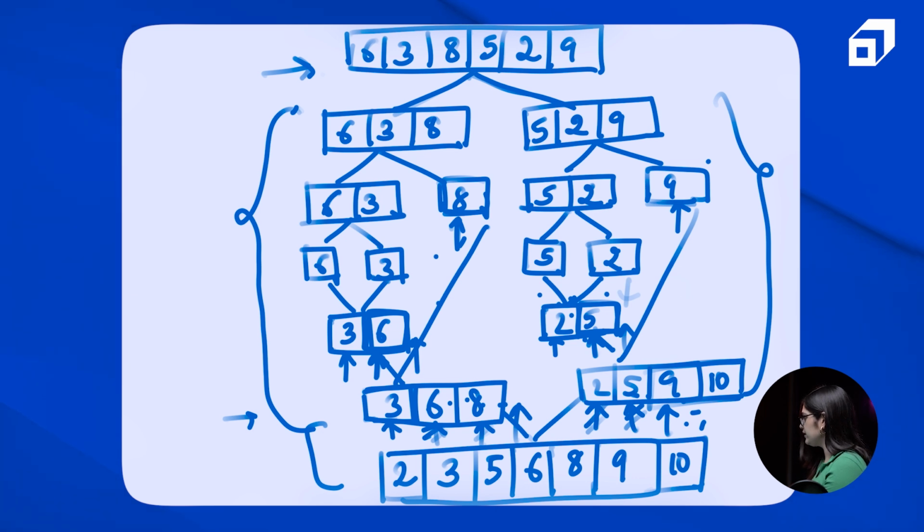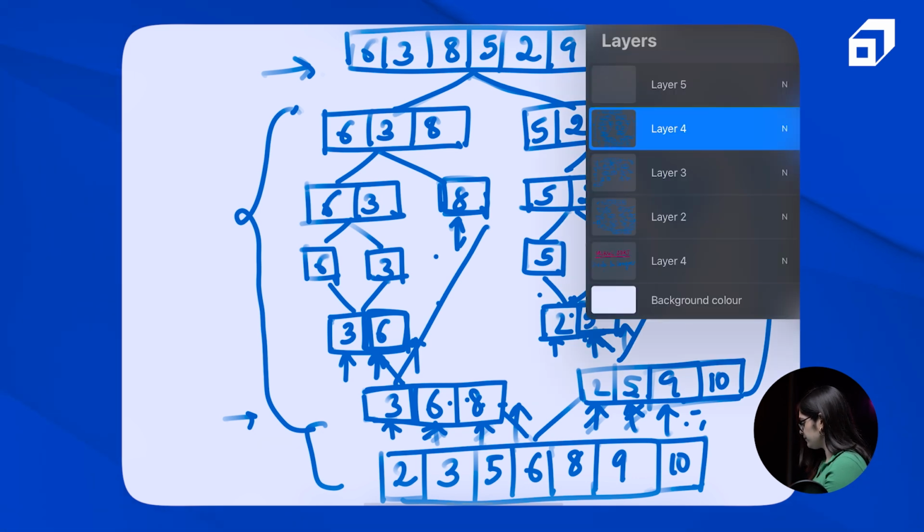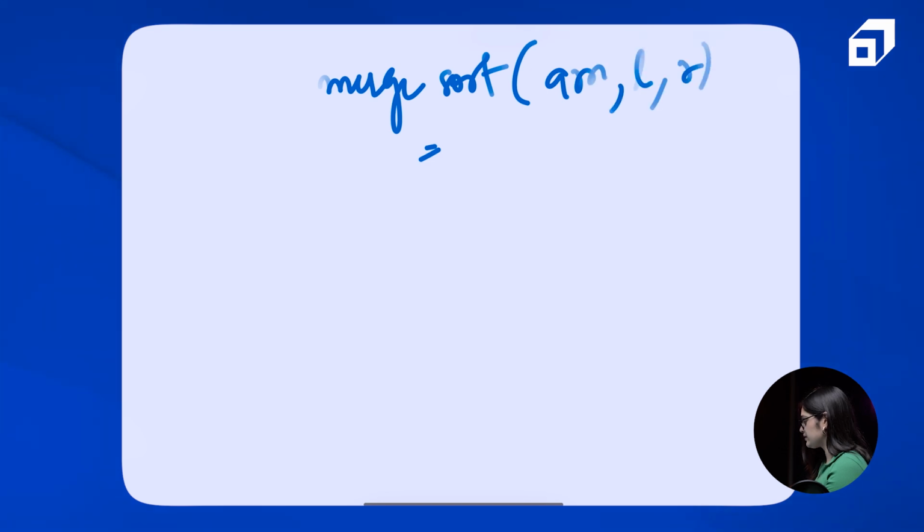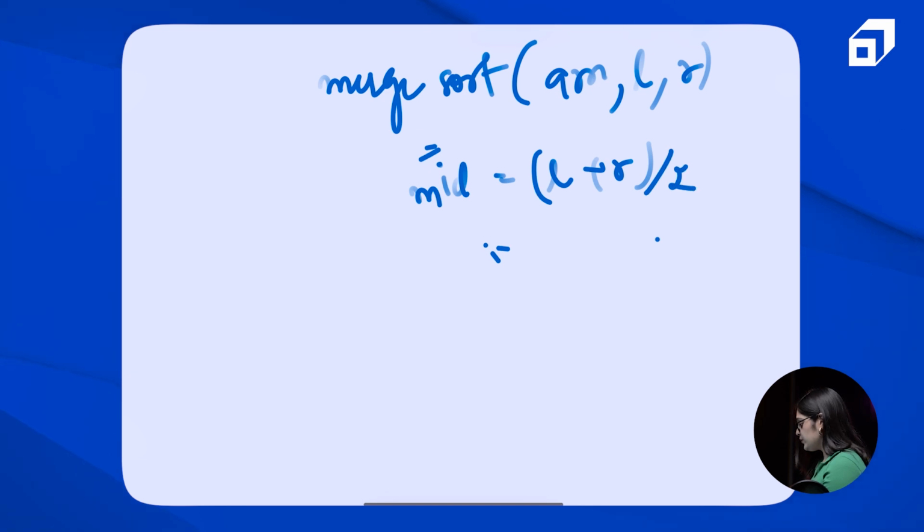So let's quickly write the pseudocode for it. So we'll just have merge sort. We'll have an array. We'll have a left index. We'll have a right index. We'll be calculating the mid index as I discussed. It will be (L plus R) by 2.